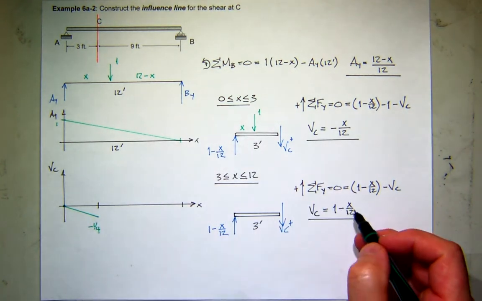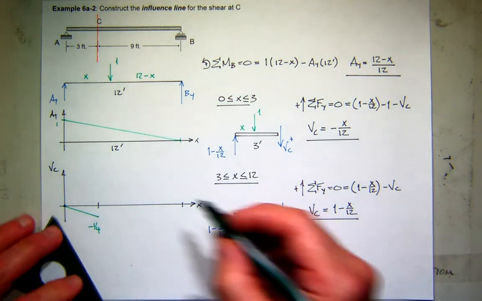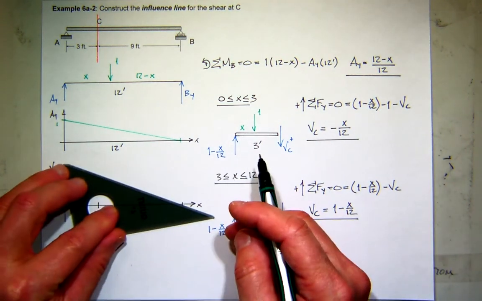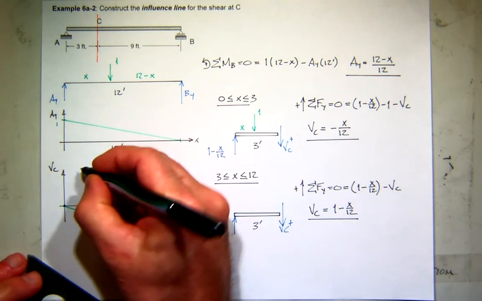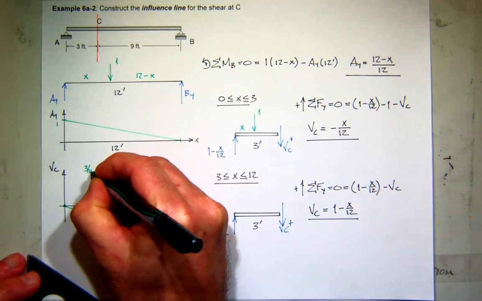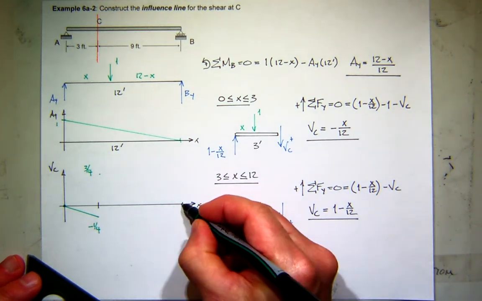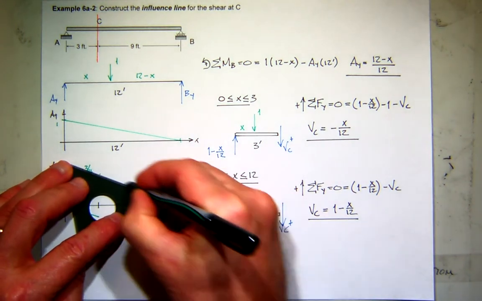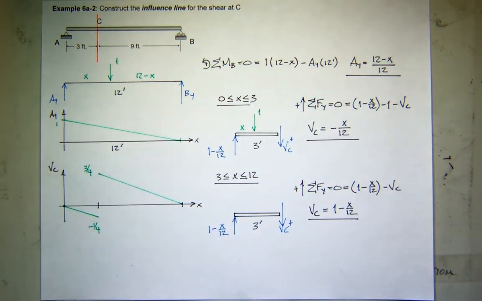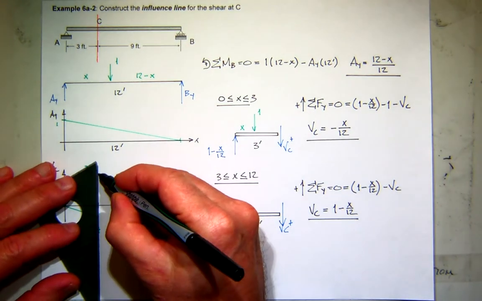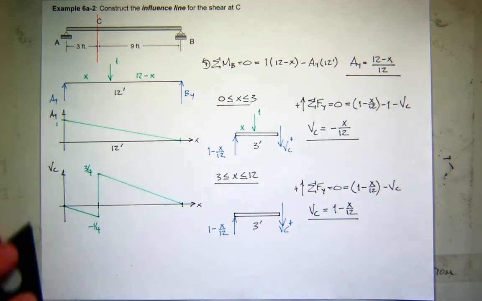When I come to this equation, I plug in 3. What do I get? I get 3/4. I plug in x equal 12, and what do I get? 0. So it's usually customary to connect those. So there's your influence line for the shear at C.